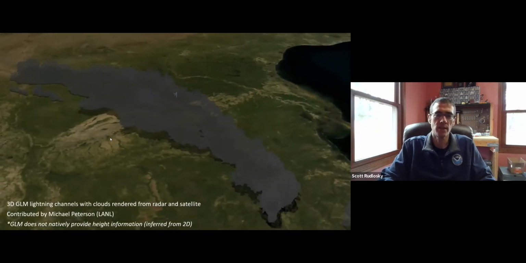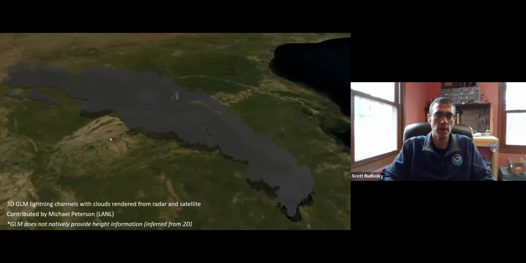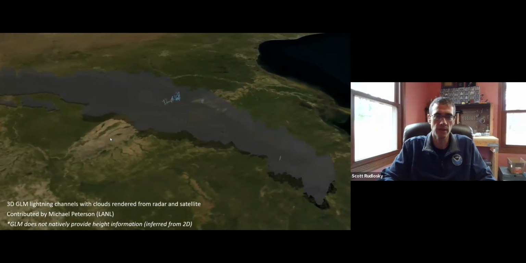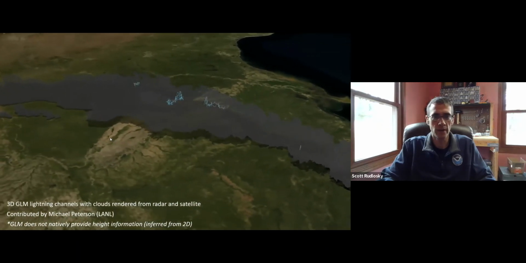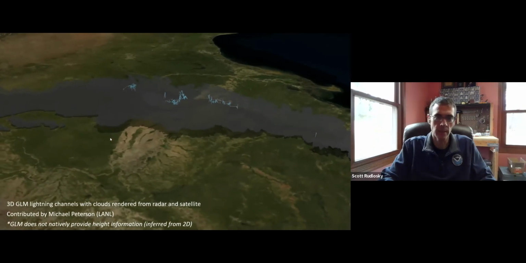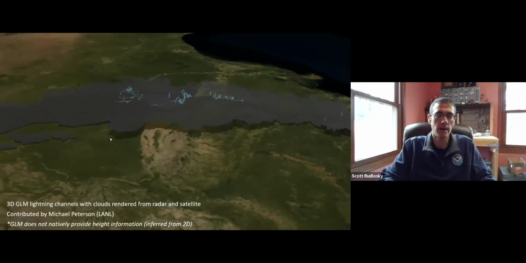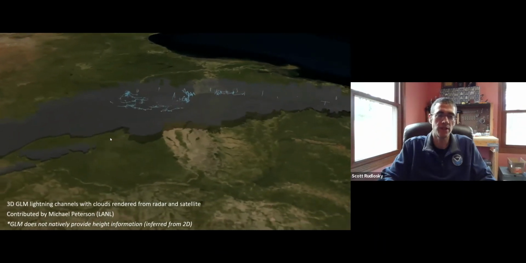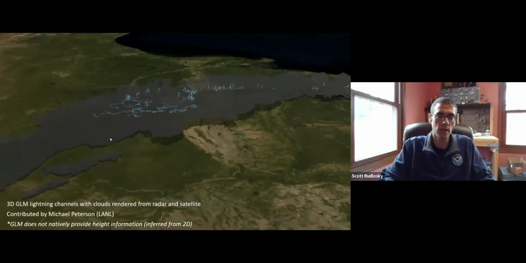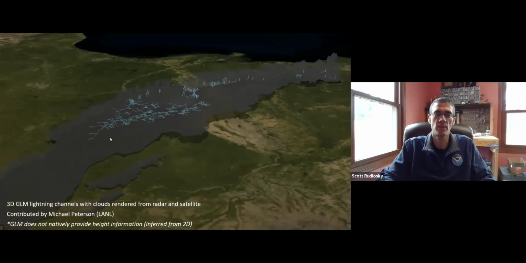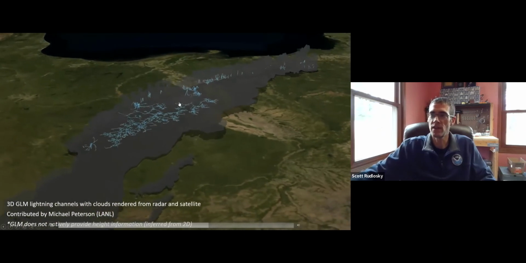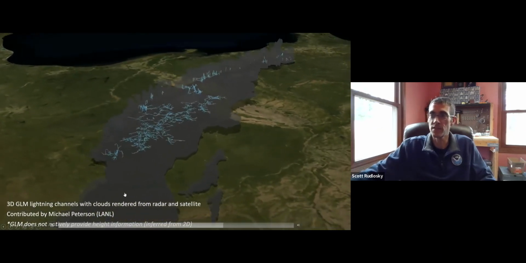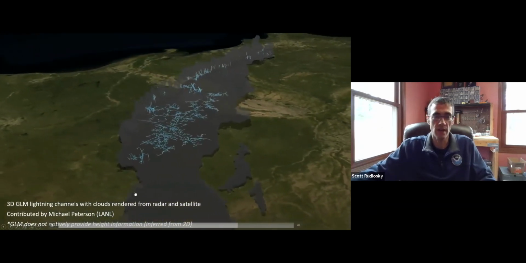And this slide here is the latest and greatest from Michael Peterson, who works at Los Alamos National Lab, one of the leading GLM experts. What he's done is combined a number of different observations. And what you see there, the white lines, those are real GLM observations. And so you're seeing a very intricate flash or series of flashes as they evolve in time.